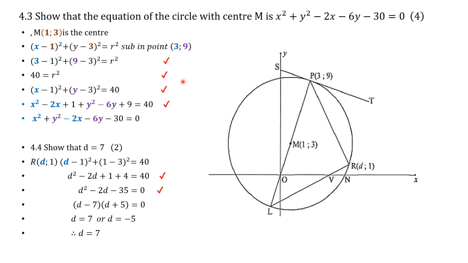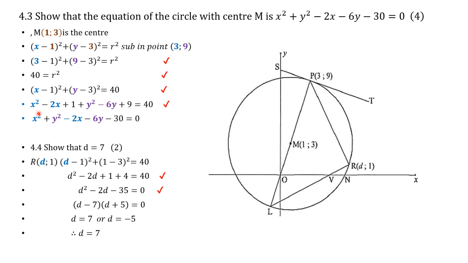Now when we multiply out, this is where you'll forget the middle term, and this is how you end up losing marks. So x times x, x squared. For the middle term, x times minus 1 gives me minus 1x, times 2 gives me minus 2x. Negative 1 times negative 1 gives me positive 1. y times y, y squared. Again, to get the middle term, y times negative 3 gives me negative 3y, times 2 gives me negative 6y. Negative times negative gives me positive. 3 times 3 would give me 9, equals 40.